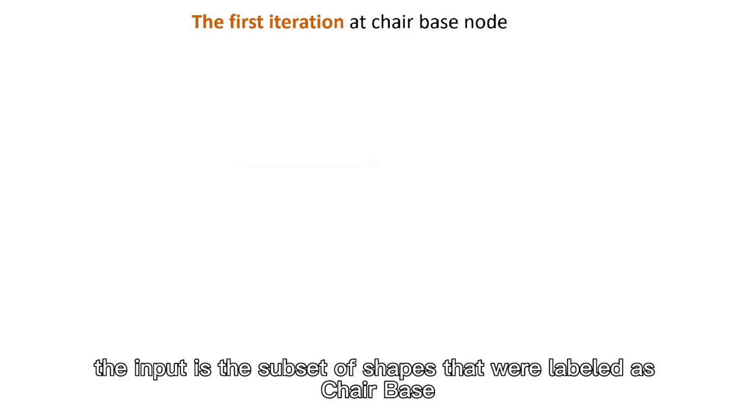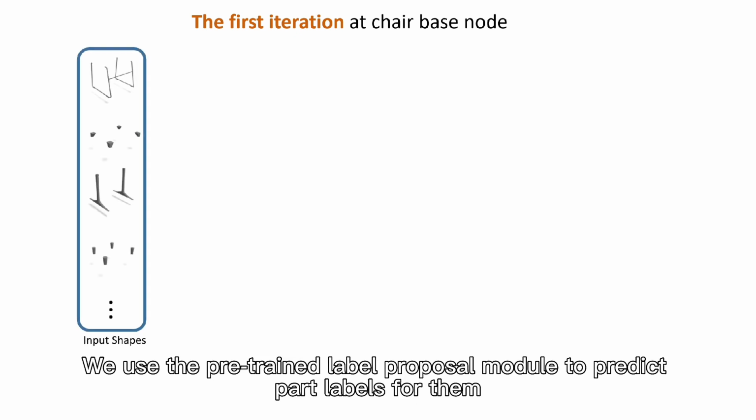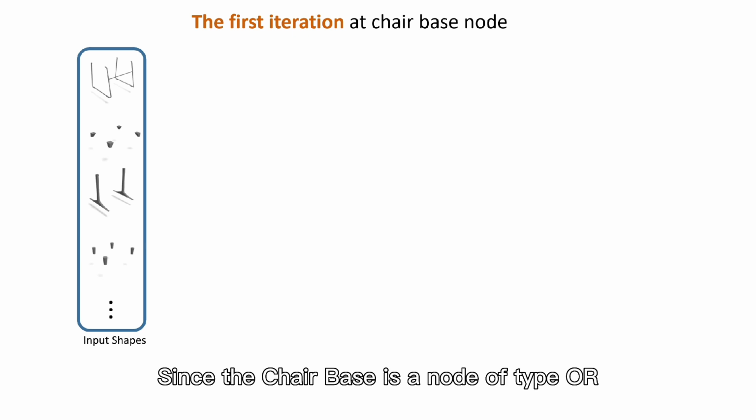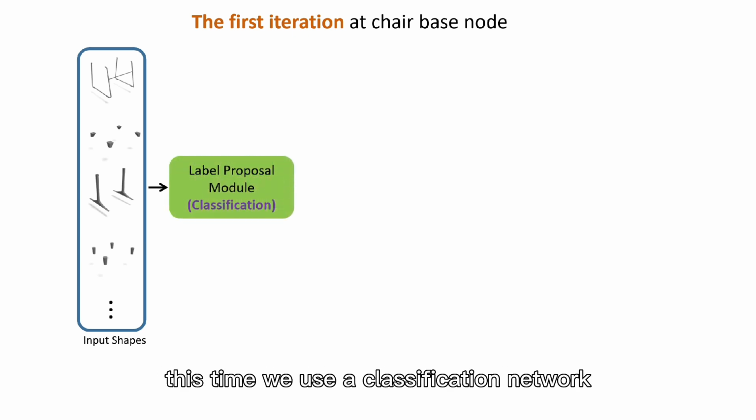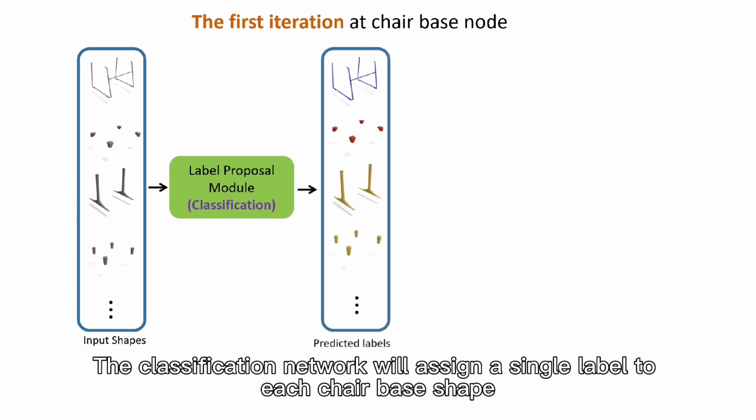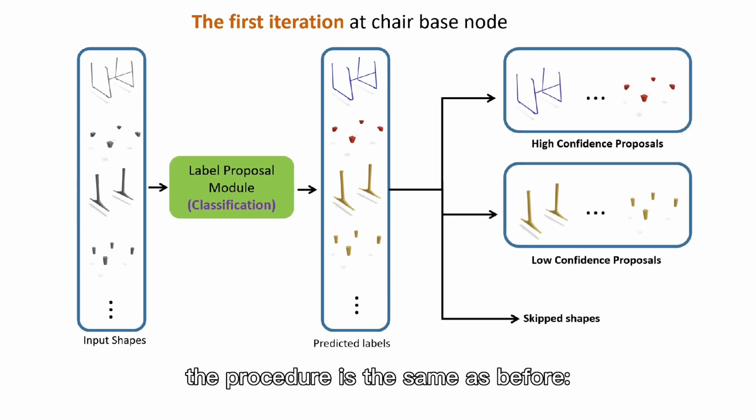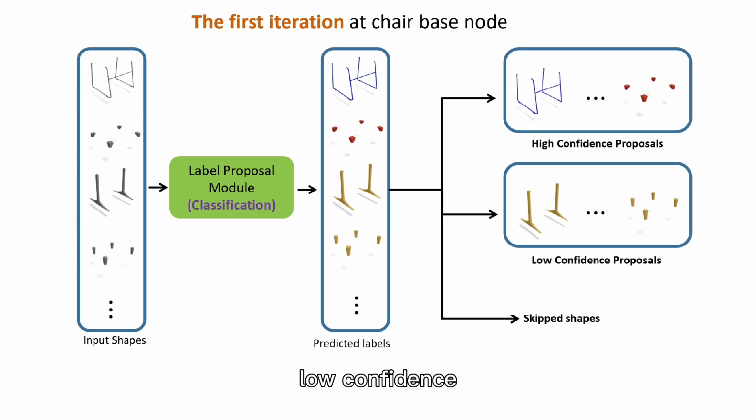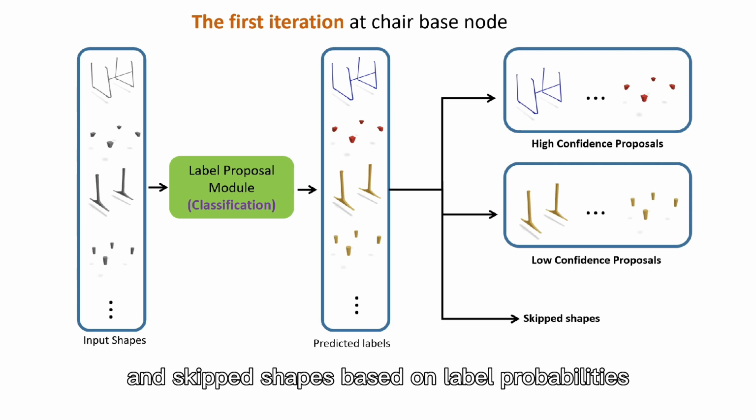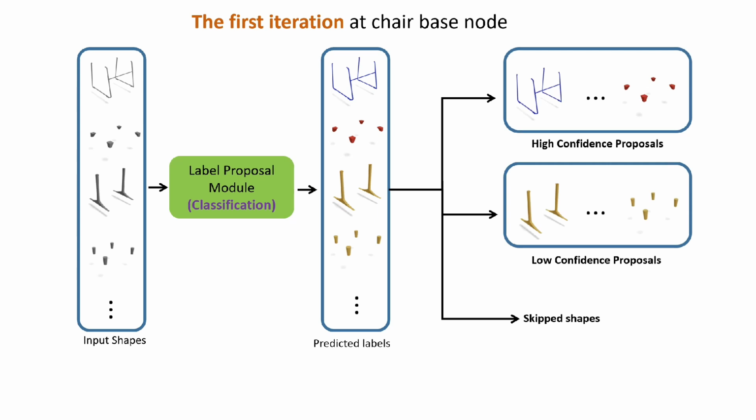This time, the input is the subset of shapes that were labeled as chair base. We use the pre-trained label proposal module to predict part labels for them. Since the chair base is a node of type OR, this time we use a classification network. The classification network will assign a single label to each chair base shape. Once we have predictions, the procedure is the same as before. We sort the proposals into high confidence, low confidence, and skipped shapes based on label probabilities.